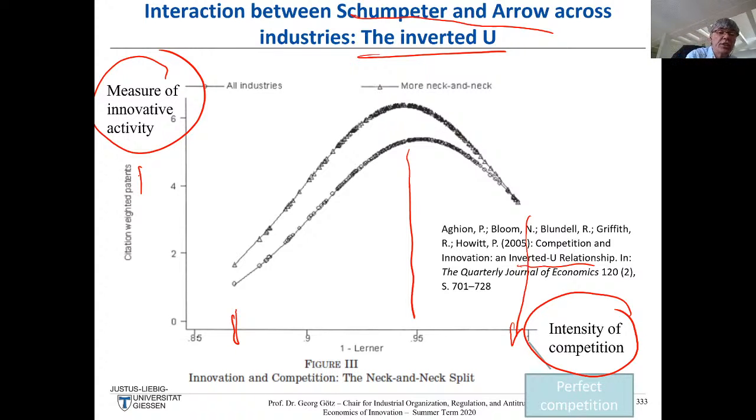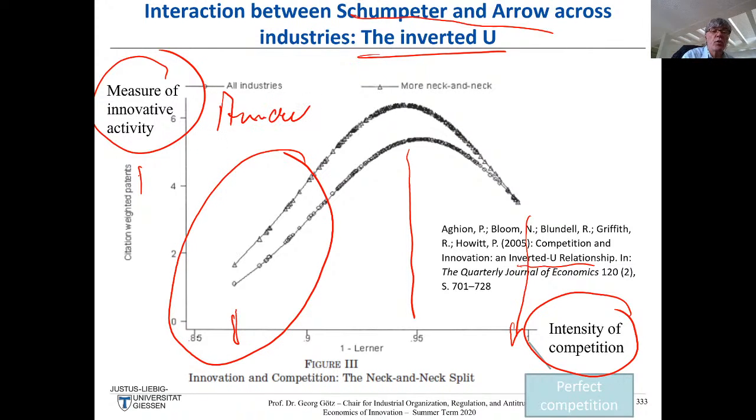Because here, in this part, in a sense, this is the Arrow part, okay? Why? If you have not very tough competition in a market, and you have high margins, this is just where you have the replacement effect or the cannibalization. So firms don't have a strong incentive to invest in R&D.